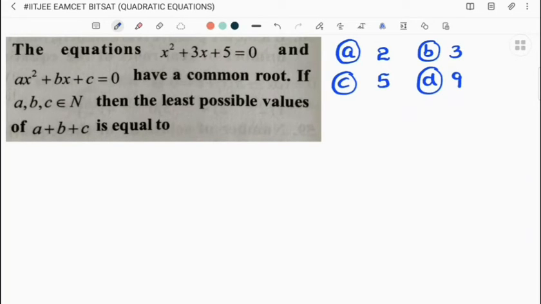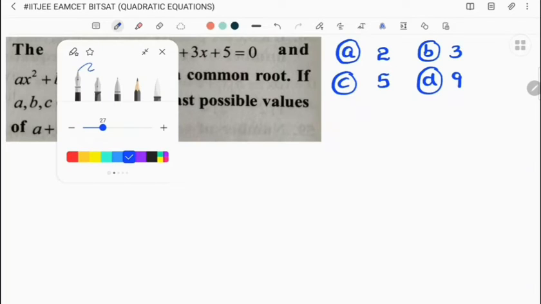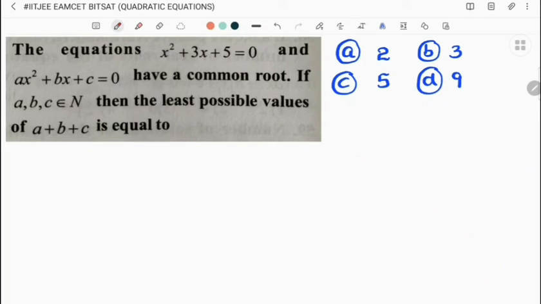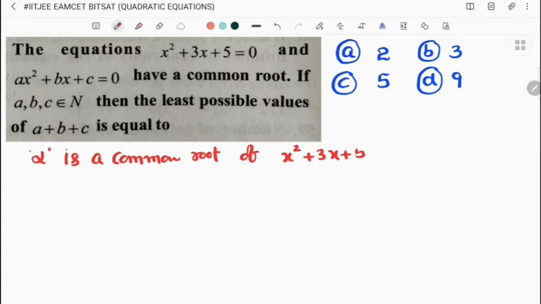See how we are going to get the common root. Here alpha is the common root of x square plus 3x plus 5 equal to 0 and ax square plus bx plus c equal to 0. So alpha is a common root means it satisfies both the equations.